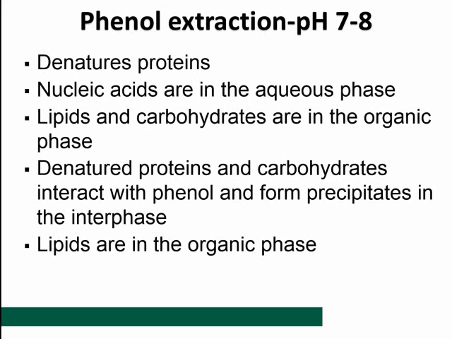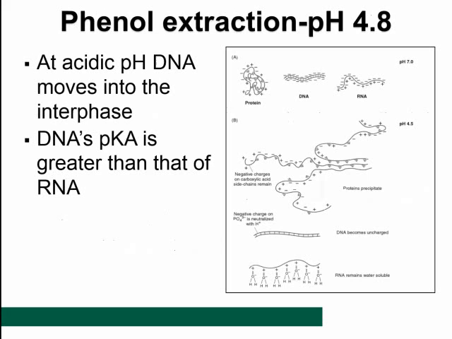And as we said, denatured proteins are in the interface, and lipids and carbohydrates are in the organic phase, which is accomplished by phenol. Now, if you wanted to separate the DNA from the RNA, what you do is make the phenol extraction pH lower, around 4 to 5.